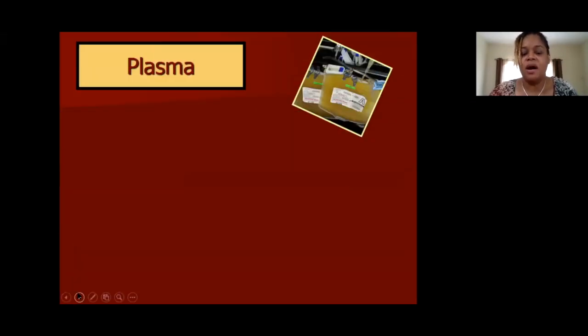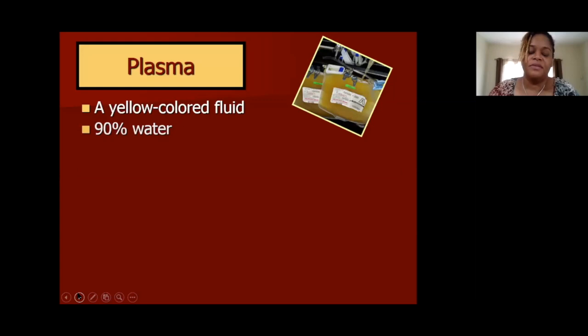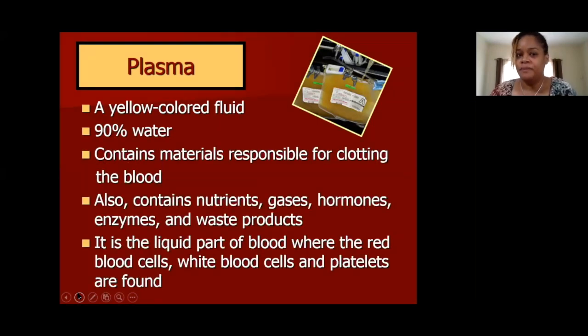So let's get into our blood components. Plasma is a yellow colored fluid. It is the liquid part of blood, and it's 90% water. You have other dissolved substances found in the plasma, like what we talked about earlier in the form of blood proteins and hormones. They are dissolved in the plasma and transported around the body in that way.